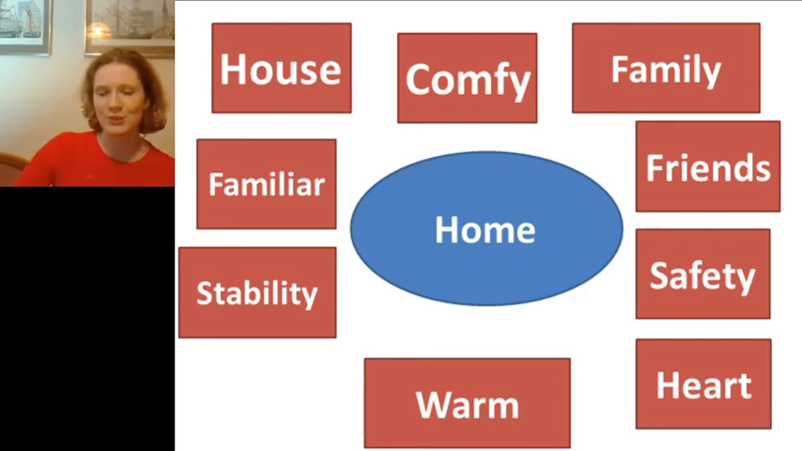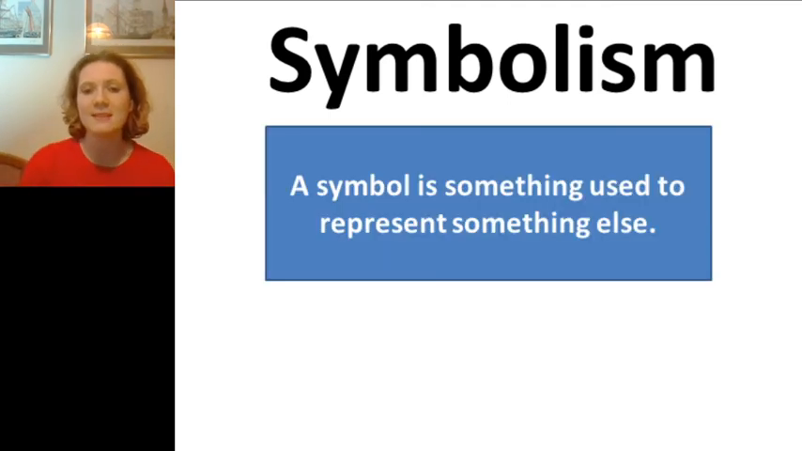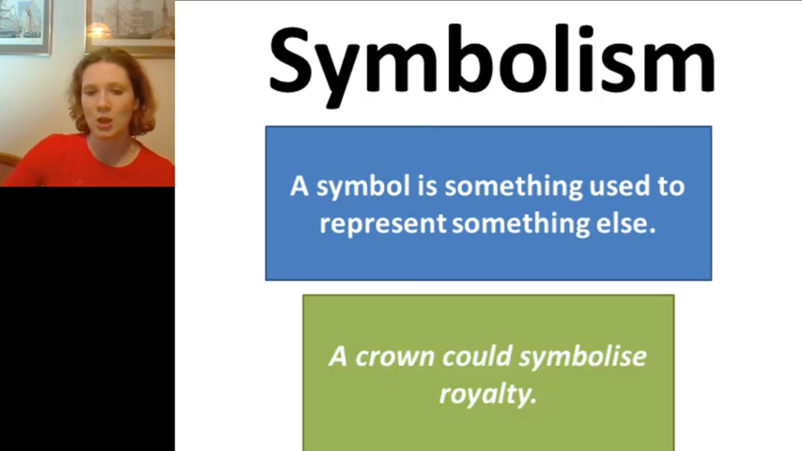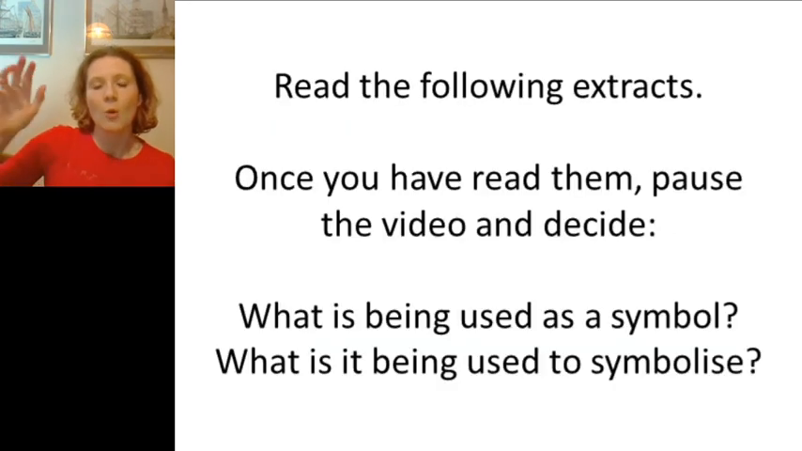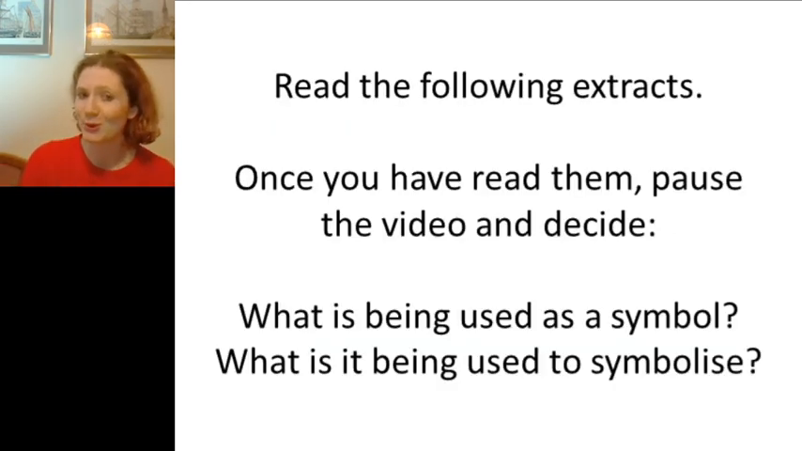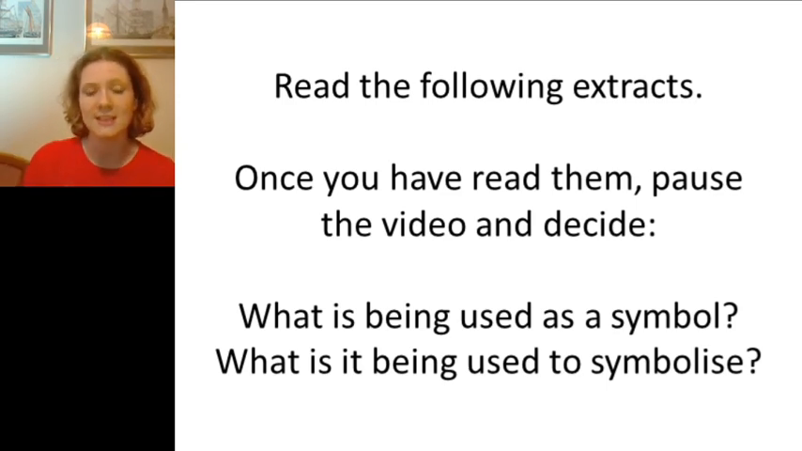Right, let's go to number 3, symbolism. Symbolism is when you use something to represent something else. So, for example, you might use a crown to represent royalty. We're going to read the following extracts. They're quite short, don't worry. Once you have read them, I would like you to pause the video and decide what is being used as a symbol in this extract and what is it being used to symbolise.